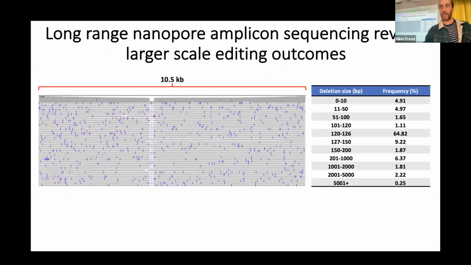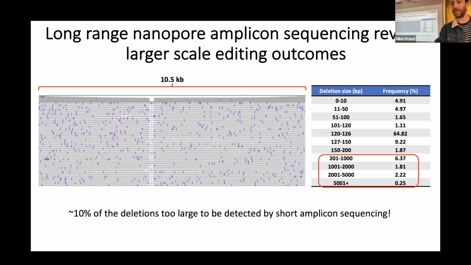And what we found on the left, this is again some more IGV raw nanopore sequencing data, and you can see this is a 10.5 kb amplicon. You've got the small deleted exon in most of the reads, but you also see these larger deletion events spanning several kilobases. And when we actually quantified these events, we found really interestingly that about 10% of these deletions were too large to be found by short amplicon sequencing.